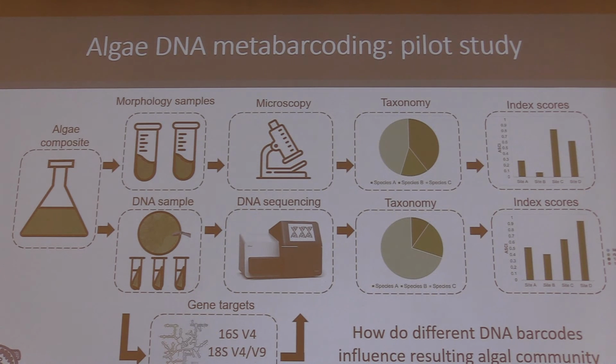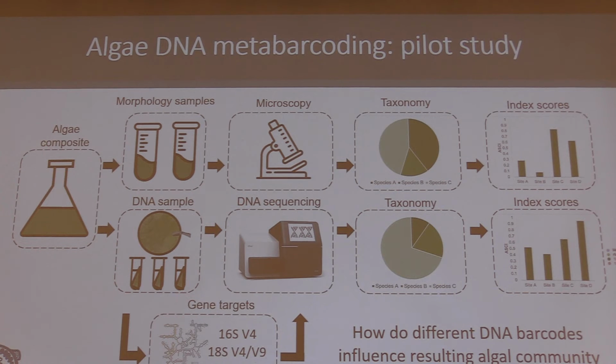For a little bit more background on what our sampling and analysis design looked like for this study, we started off with the algae composite sample that gets generated at the end of the stream sampling. Then that sample got split into a morphology sample as well as a DNA sample. The morphology sample was treated as it traditionally is, analyzed with microscopy, a taxonomic list was generated, and then the algal index scores were calculated.